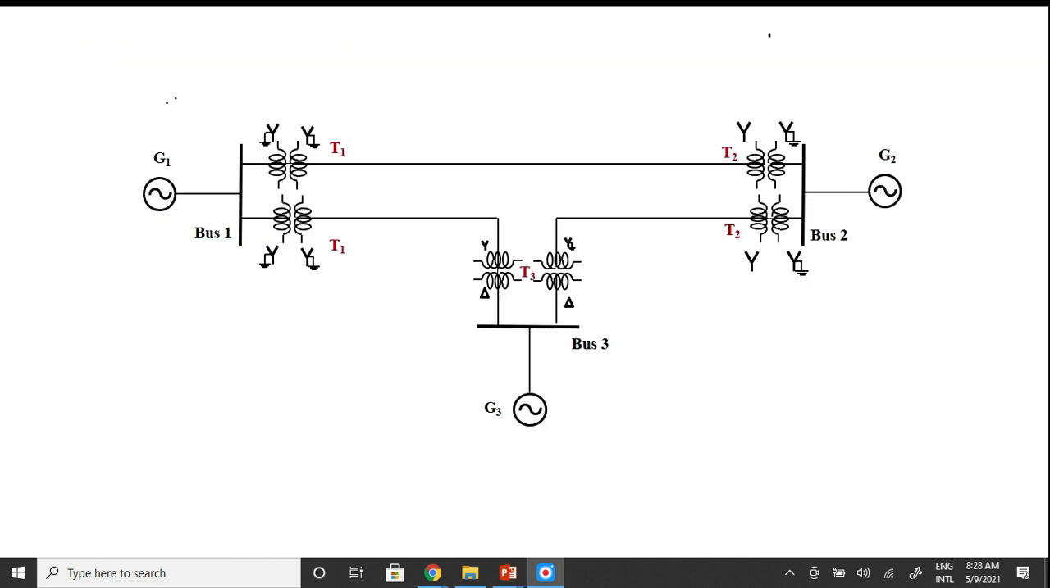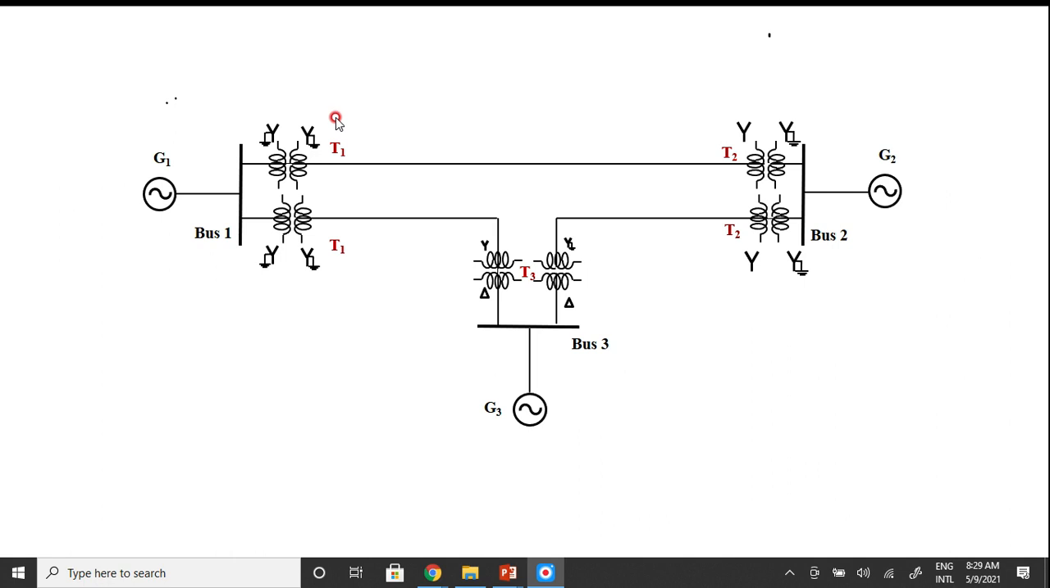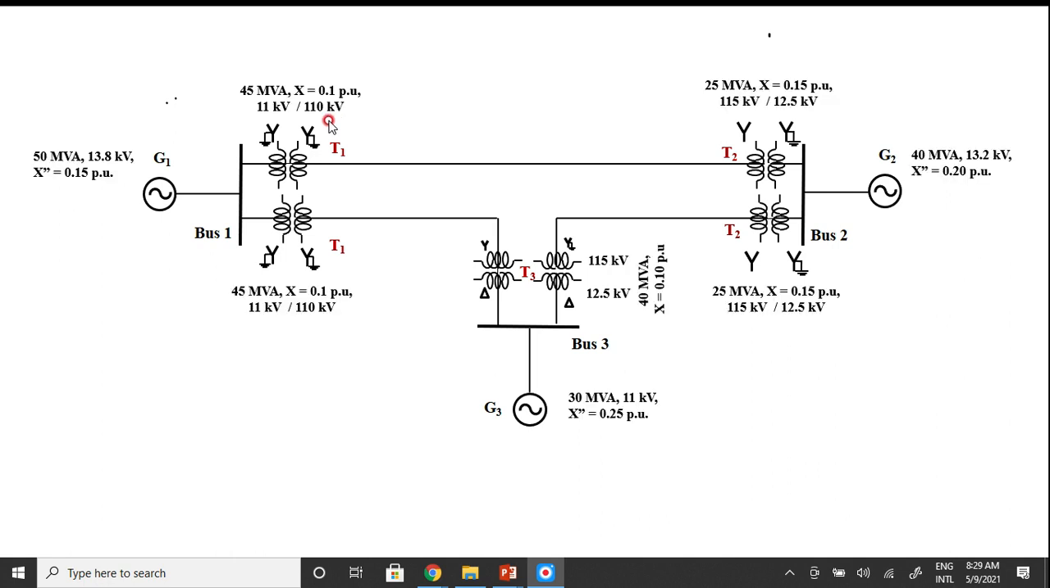Then first I will display all the ratings of the machines G1, G2 and G3. These are the given data, also called old data. Then defining the voltage level of the transformer is very important. Just look at the choosing of T1, T2 and T3 voltage levels.